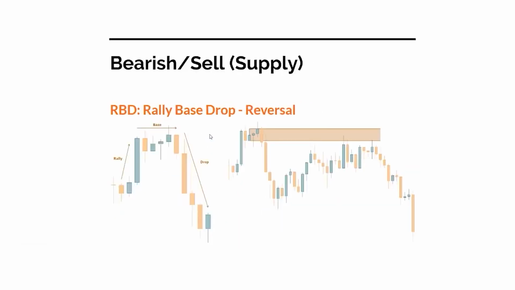So getting into the bearish or the supply structures, we have a rally base drop, which is a reversal. We have a rally, a base, and a drop. You see the same area of price over here. We have a rally, a base, a drop, and once retested, it offered you a perfect short opportunity, and look what price did, it rejected. So that's a rally base drop, and that's the reversal.